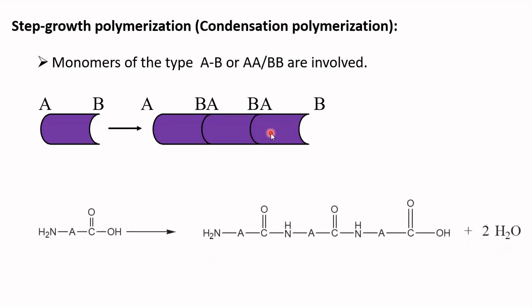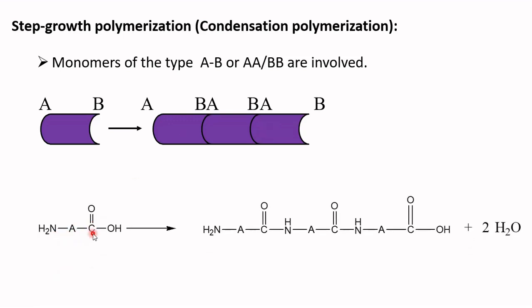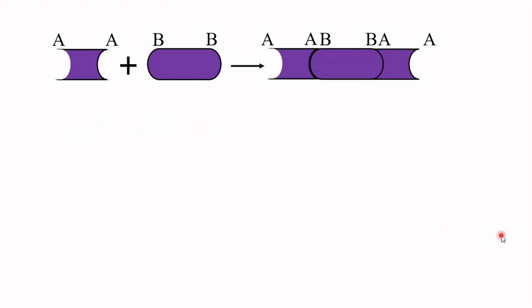Let me consider a particular example. Here I have taken amino acid. It is having two functional groups, NH2 and COOH. So one unit of monomer will combine with another unit of monomer to give a dimer, which in turn combines with one more unit of monomer to give a trimer. Like this, the polymer chain grows. As it is a condensation process, it involves the elimination of small molecules like water. Here, the three monomeric units combine to eliminate 2 water molecules.